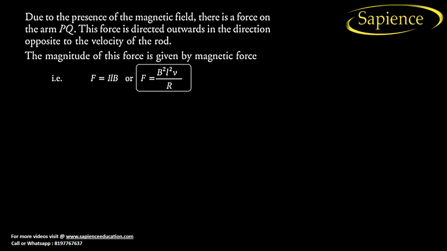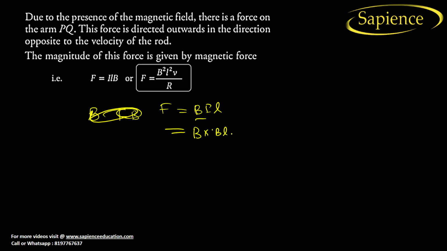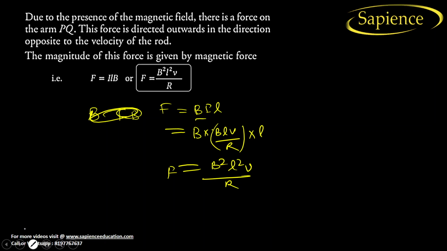Okay. Now force is equal to, we know, B into I into L. So if you want to find the force applied, you just put the value of current I. We have just found the current value is BLV by R. So it will be B into L into BLV by R. So finally force is B square L square V by R. So this is your force.